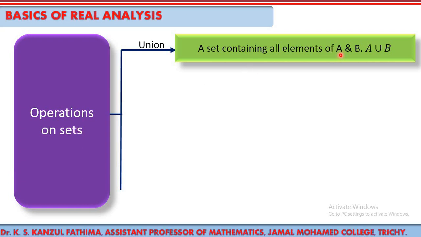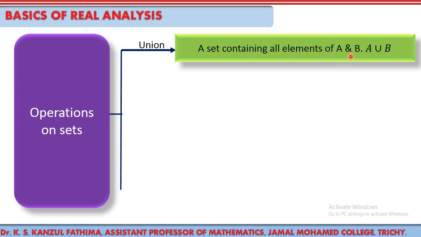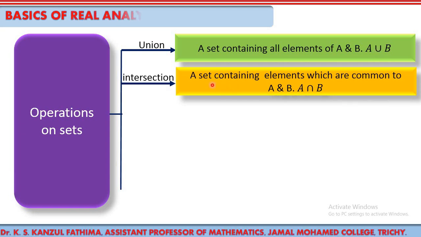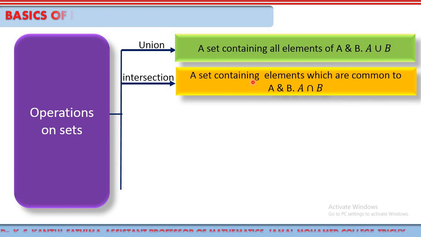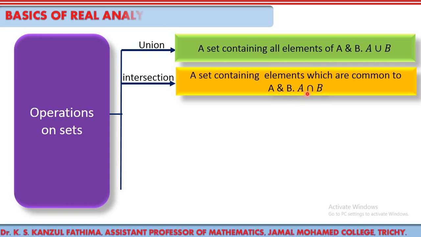Consider 2 sets A and B. The union of A and B is the set containing all elements of A and B. It is denoted by this symbol. Next one is intersection. The intersection of 2 sets is the set containing elements which are common to A and B. It is denoted by this symbol.